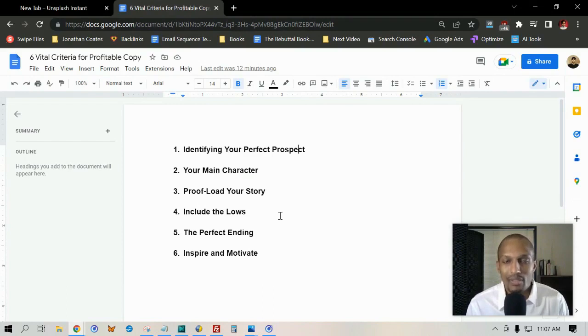So that's the 6 vital criteria for a profitable story. And I wanted to share this with you. It was first coined, I believe, by James Scholes, who is the founder and creator of the Evergreen Wealth Formula. And I wanted to share this with you because this is a copywriting formula that I feel is extremely underrated, and not a lot of people are talking about this. So I really want to get that out there.